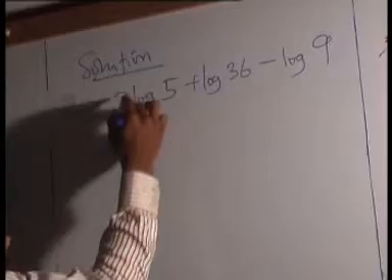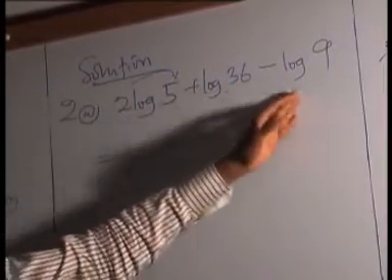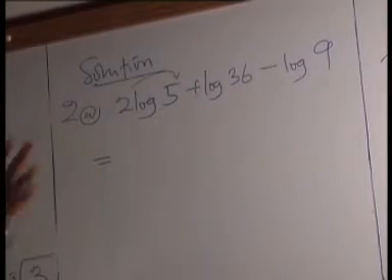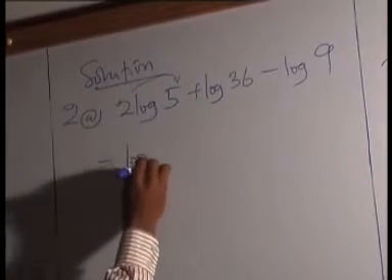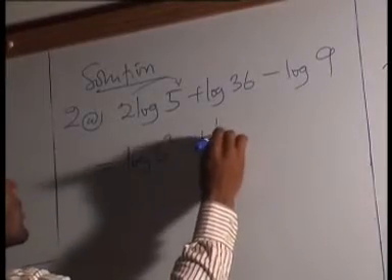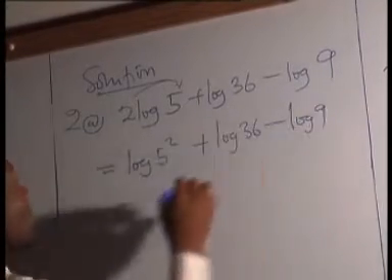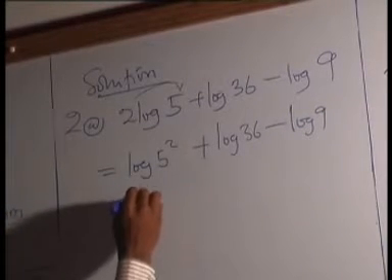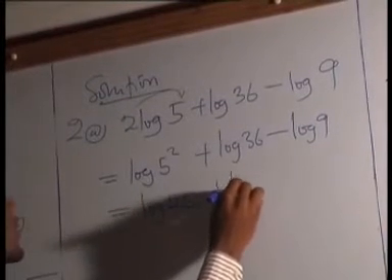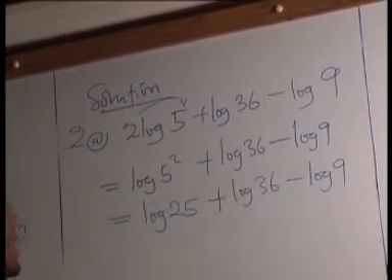So here, this is interesting. Let's throw this 2 to this side so that we can simplify. It will not look like the other ones. If you look at the other ones, there is no digit before the log. So let's throw it to the other side so that we will now have log 5 squared plus log 36 minus log 9. 5 squared is 25, so you have log 25 plus log 36 minus log 9.